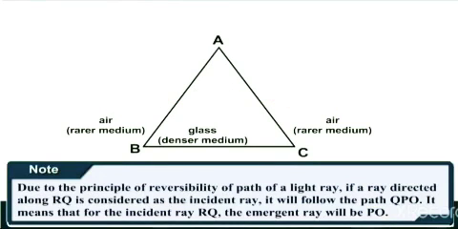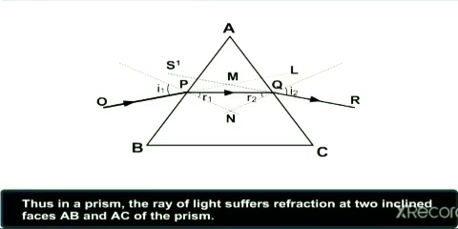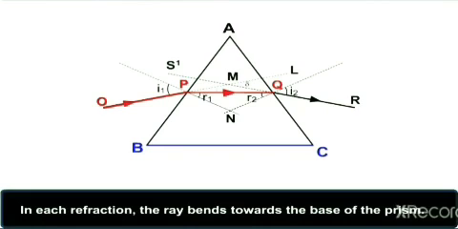Note: due to the principle of reversibility of path of a light ray, if a ray directed along RQ is considered as the incident ray, it will follow the path QPO. It means that for the incident ray RQ, the emergent ray will be PO. Thus in a prism, the ray of light suffers refraction at 2 inclined faces, AB and AC, of the prism. In each refraction, the ray bends towards the base of the prism.